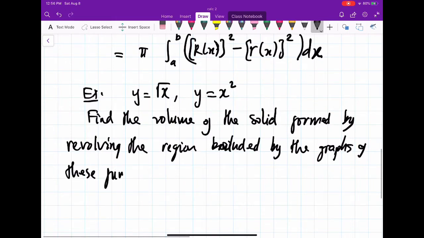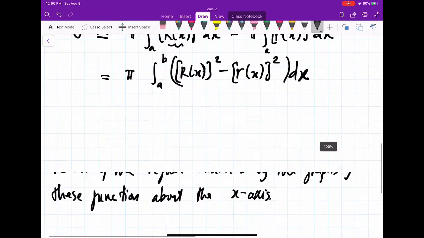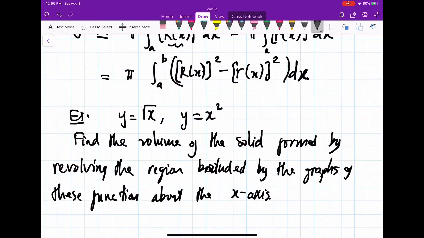about the x-axis. It's similar if you rotate about the y-axis, but again we need to solve, right? We need to express x as functions of y.